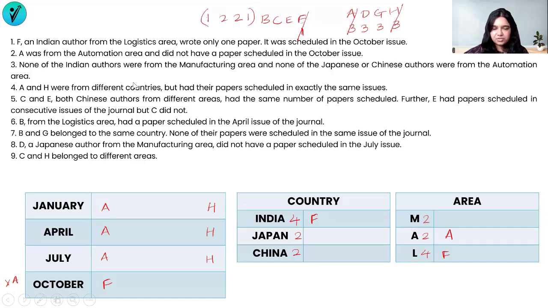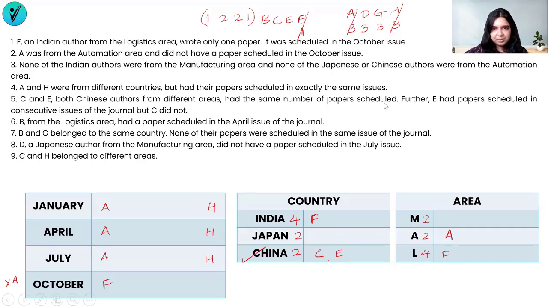They belong to different countries, though. We do not know where they belong. So let's keep that on hold for now. C and E, both Chinese authors. So Chinese authors are C and E. We've got a hang of both the Chinese authors. So this is done.